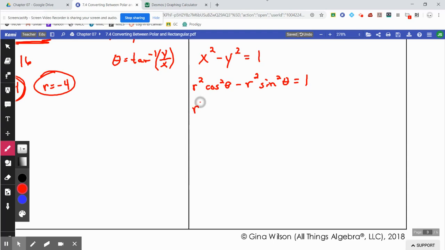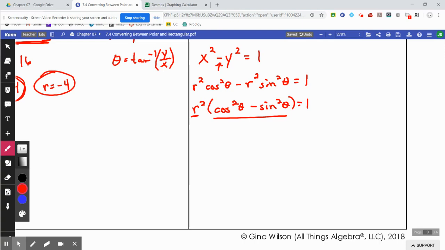To get the r by itself, let's first factor it out. I have cosine squared theta minus sine squared theta. Now that was very close to being sine squared plus cosine squared, which is equal to 1. Had this been a plus sign, again, we'd have had a circle because it would have been r equals some value, because this would be r squared times 1. However, cosine squared minus sine squared is not equal to 1, but it is equal to something.